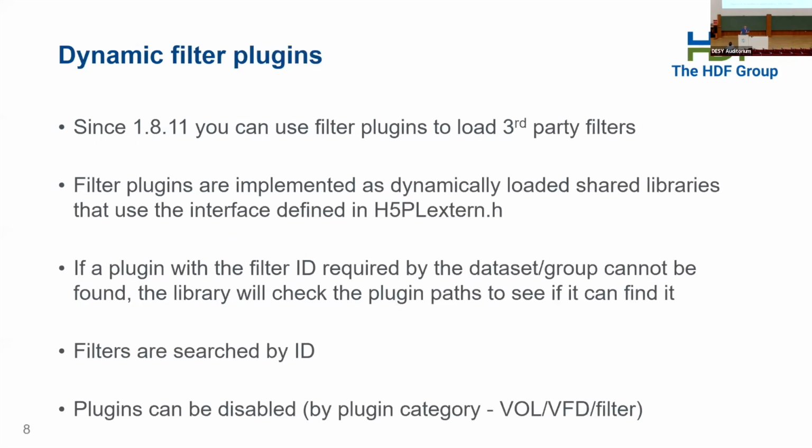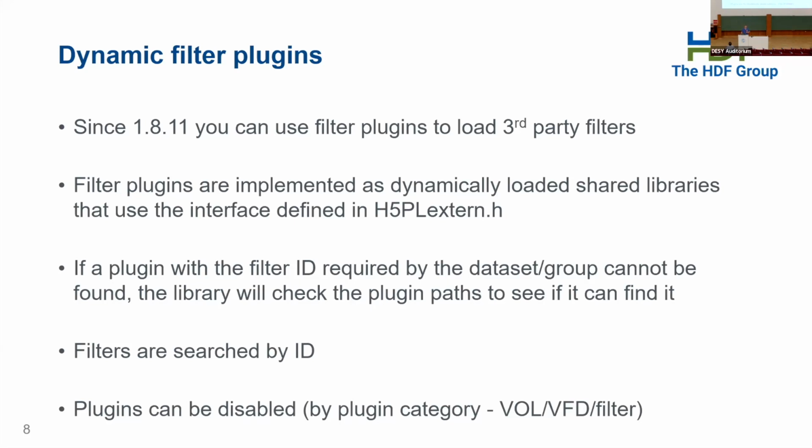Dynamic filter plugins. Since HDF5 1.8.11, you can use filter plugins to load third-party filters. They're implemented as dynamically loaded shared libraries that use the interface defined in H5PLextern.h. If a plugin with a filter ID is required and it can't be found, the library will check the plugin paths to see if it can find it. There's some defaults, and then there's some API calls that you can use to add plugin paths and manipulate that chain.